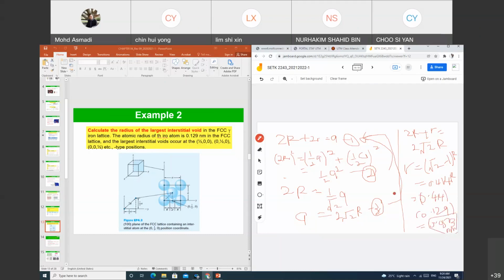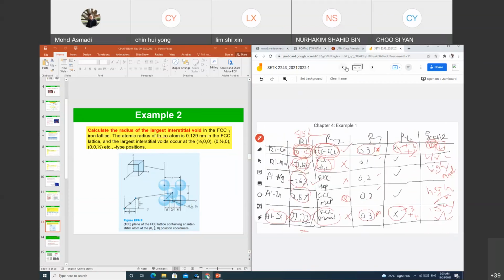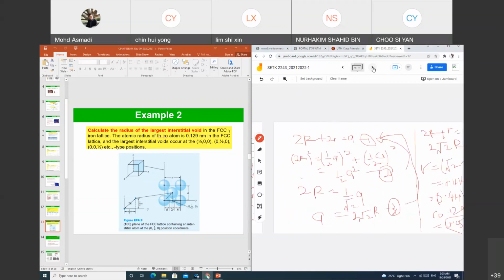So the largest interstitial voids you can calculate. So that is 0.053. Later I will give you the tutorial, or I think you can understand. You can visit this Jamboard anytime for the answer.